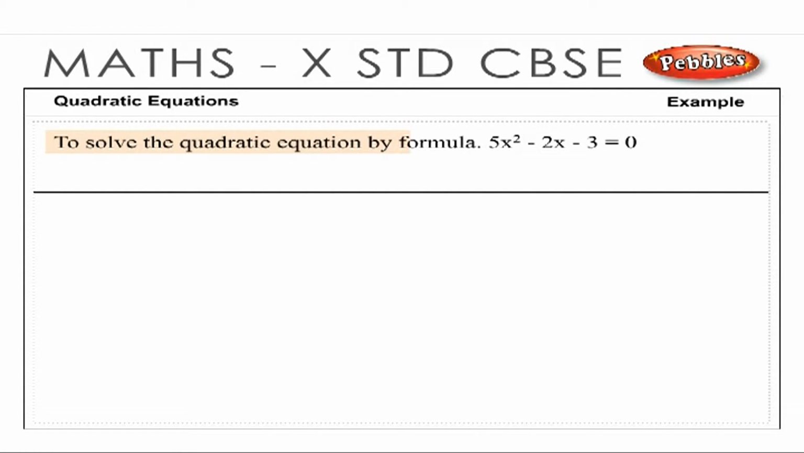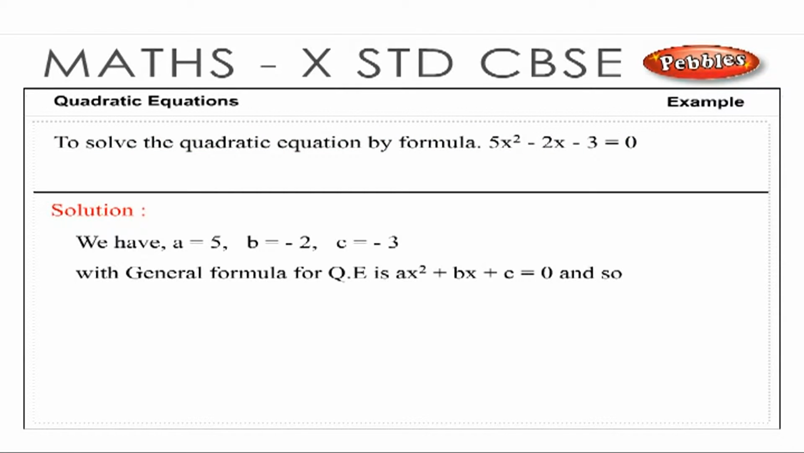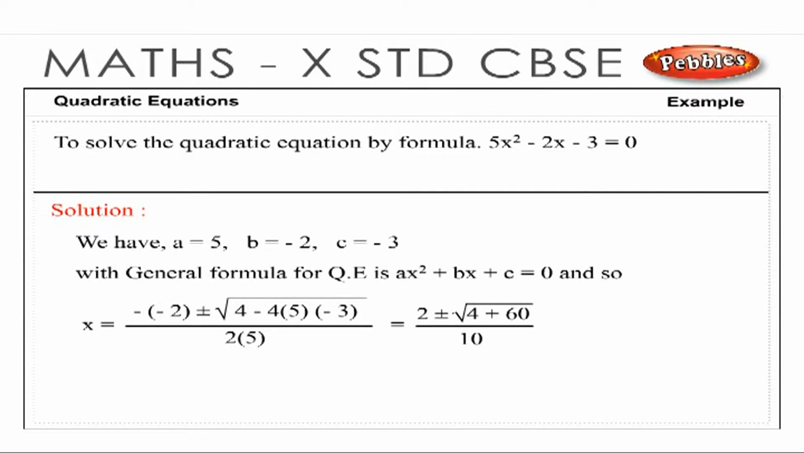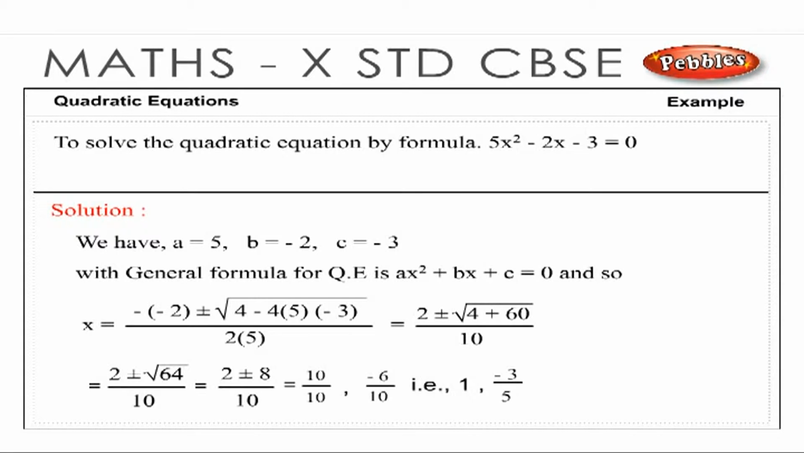To solve the quadratic equation by formula: 5x squared minus 2x minus 3 is equal to 0. Solution. We have a is equal to 5, b is equal to minus 2 and c is equal to minus 3. With the general formula for the quadratic equation ax squared plus bx plus c is equal to 0, x is equal to minus of minus 2 plus or minus the square root of 4 minus 4 into 5 into minus 3 by 2 into 5, which is 2 plus or minus the square root of 4 plus 60 by 10, which is 2 plus or minus the square root of 64 by 10, which is 2 plus or minus 8 by 10, which is 10 by 10 or minus 6 by 10, that is 1 or minus 3 by 5.